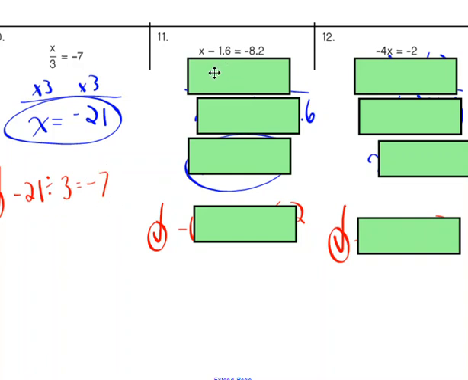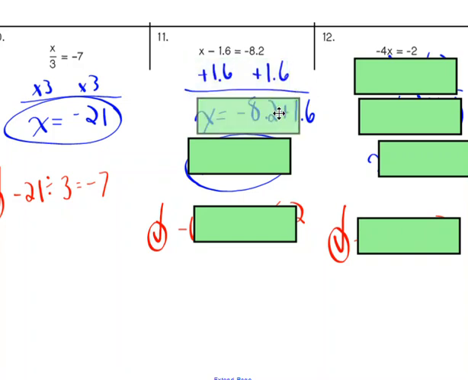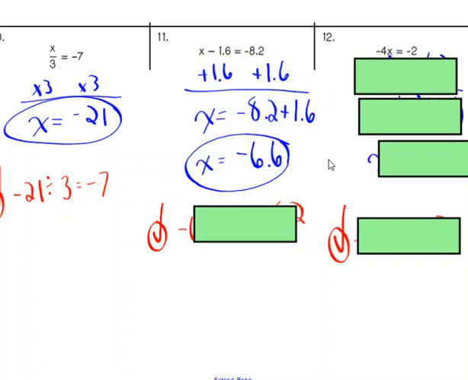At number 11 here, you should have added 1.6 to both sides. You should have got an x value of -6 and 6/10. And you could have double checked it as well. That's a wise thing to do. -6 and 6/10 minus 1 and 6/10 leaves me at -8 and 2/10.